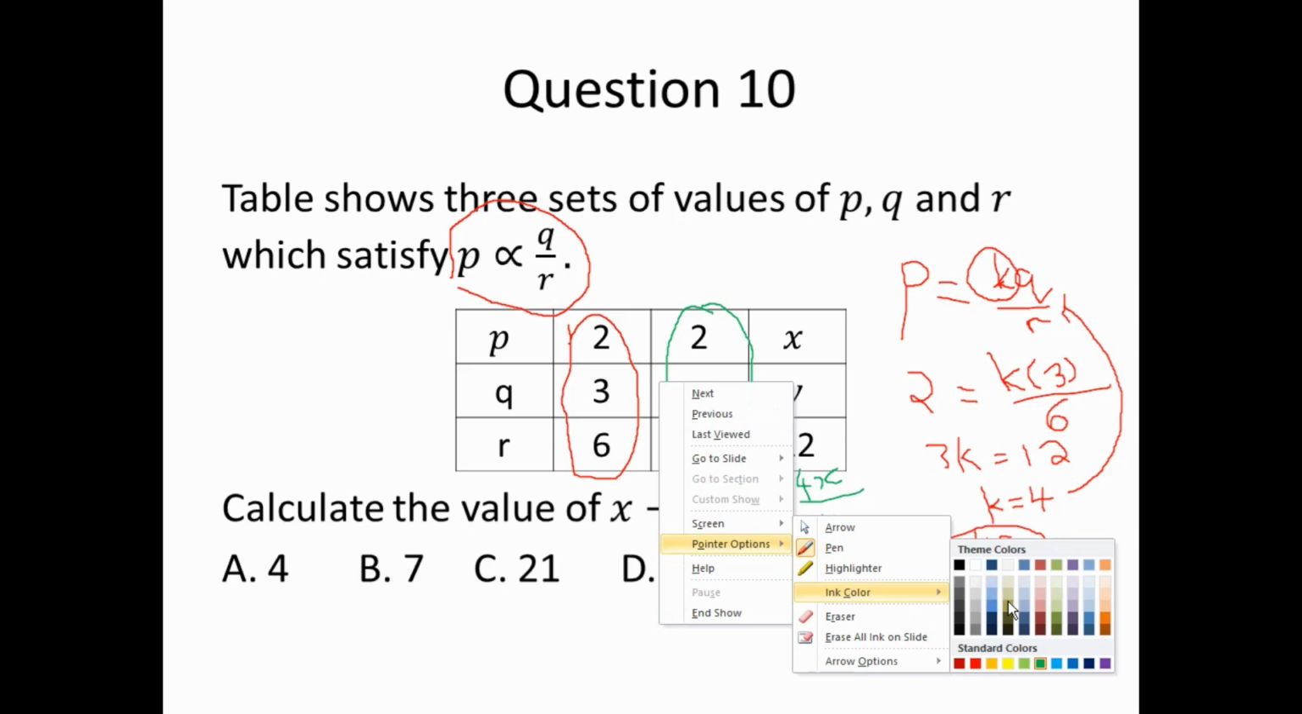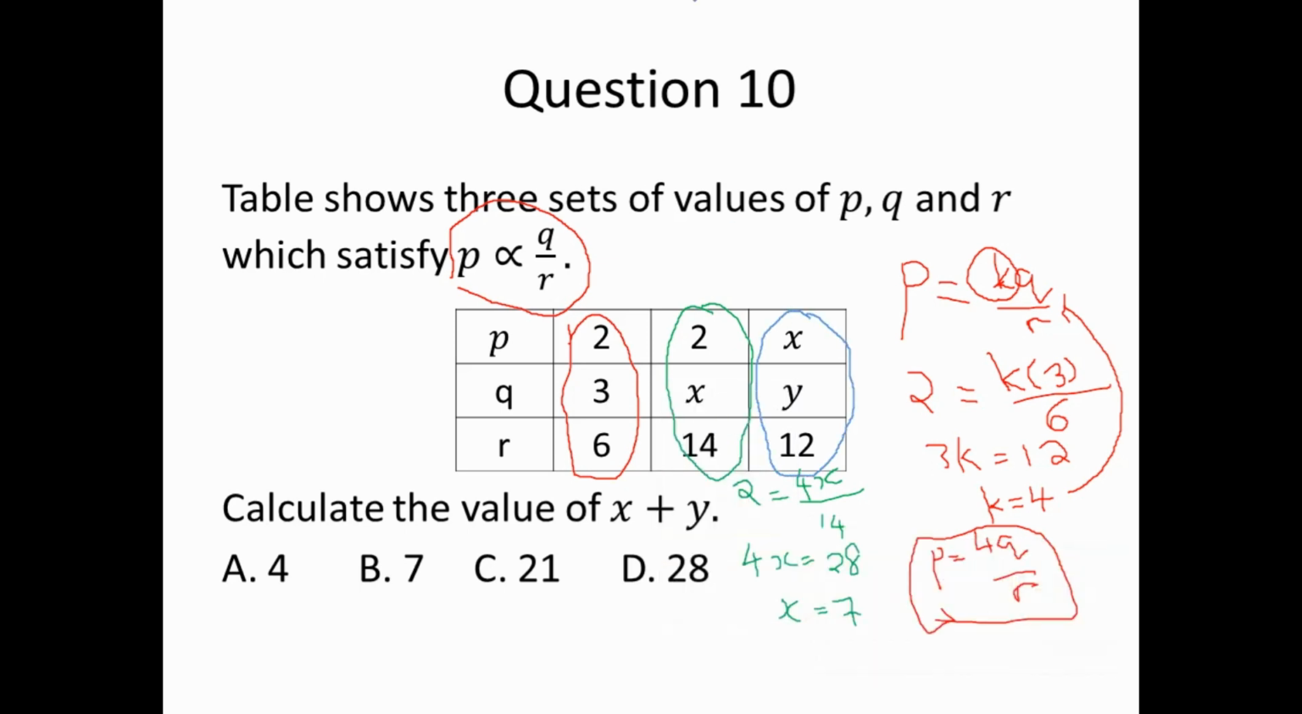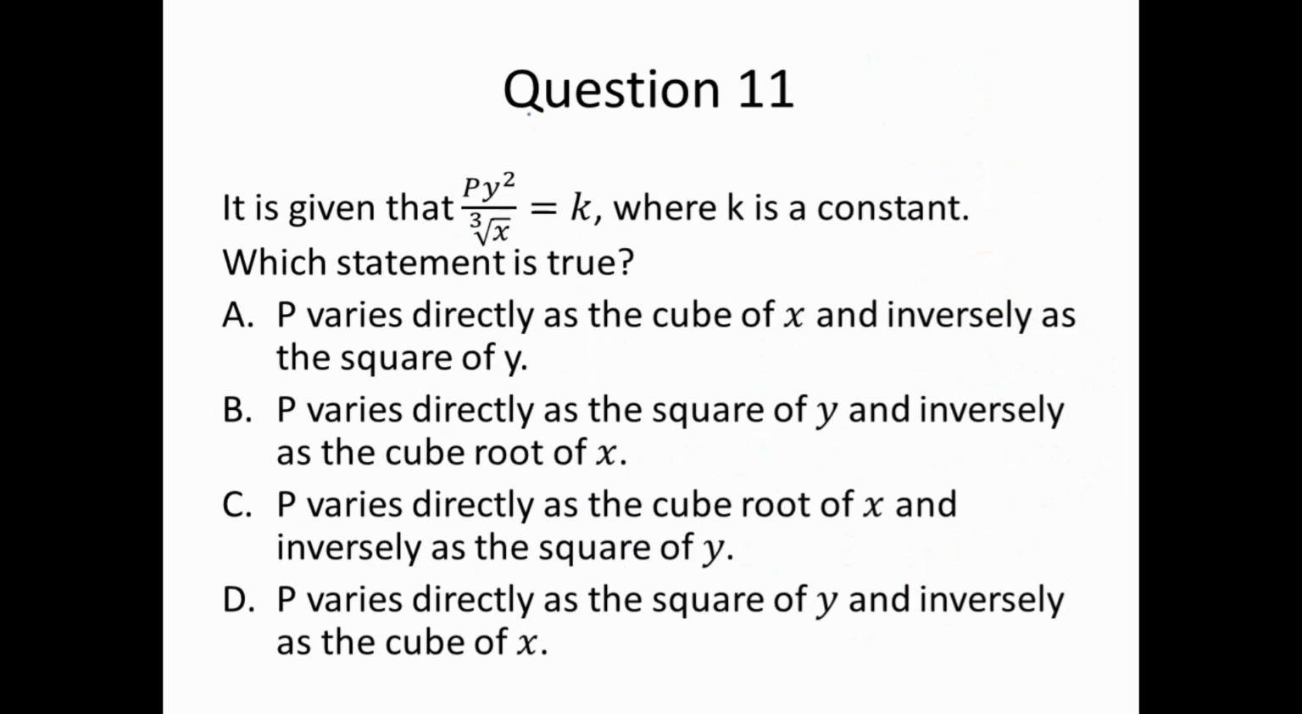After that we use the third pair, 4, y and 12. We use the same equation, so P equals 4, Q equals y, R is 12. We have found that x equals 7, so we just put the value in. 7 equals 4y over 12. So 4y equals 12 times 7, 84. So y equals 84 divided by 4, 21. So x plus y equals 7 plus 21, which is 28. Answer is D.